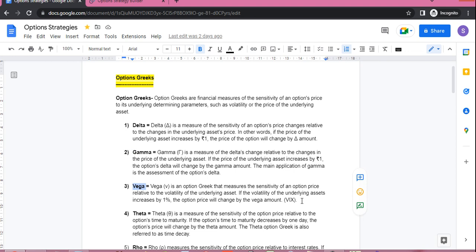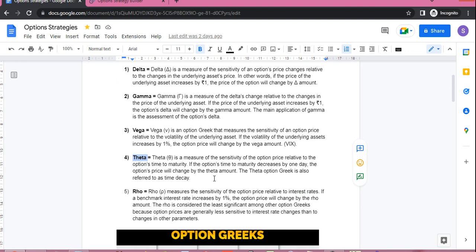Next is Vega. Vega is the option Greek that measures the sensitivity of an option price relative to the volatility of the underlying asset. If the volatility of the underlying asset increases by 1%, the option price will change by the Vega amount. Vega is also called volatility, and there is an index that measures volatility. It's called volatility index or VIX. In India it's called India VIX. I discussed India VIX in my previous video on option chain analysis. If you want to know about option chain analysis or about VIX, please watch that video.